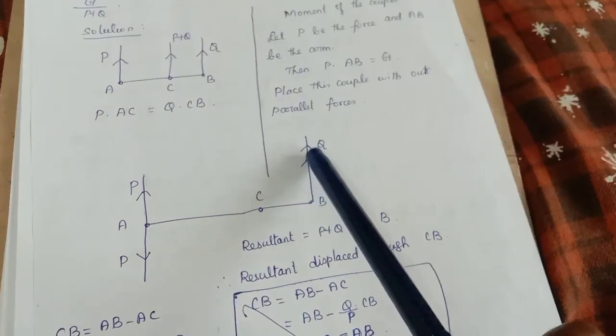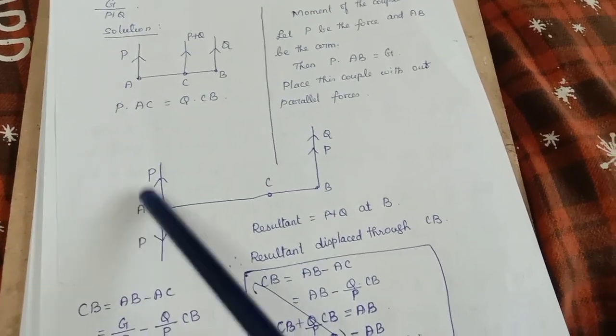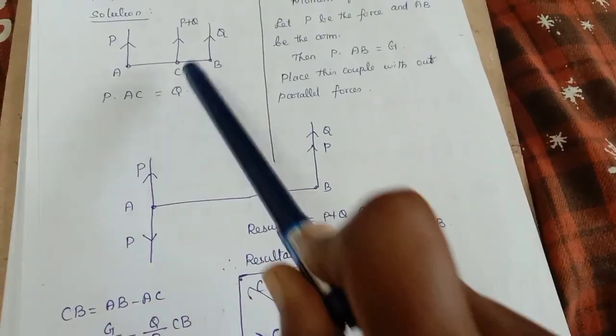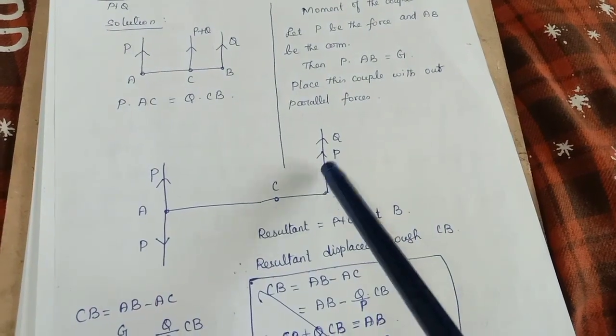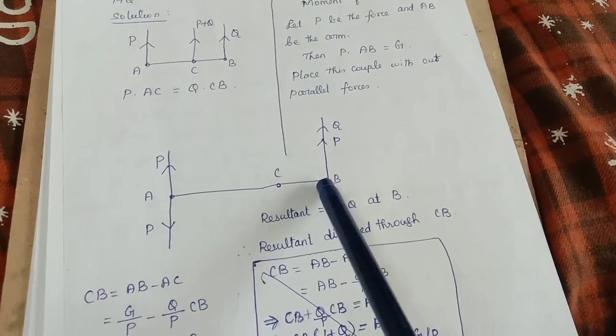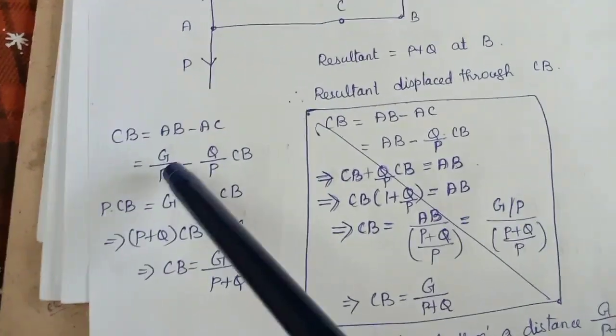So here I have one P and here I have one P. This P and P will be equal and opposite. They will balance each other. So 0. Finally, I have the resultant P plus Q here. Originally, I had the resultant here. Now I have the resultant here. So the resultant is displaced from C to B, no? So this is the displacement of the resultant. So the displacement of the resultant is CB. So I want to find what is the value of CB.